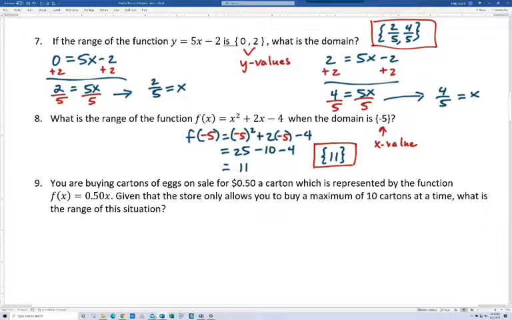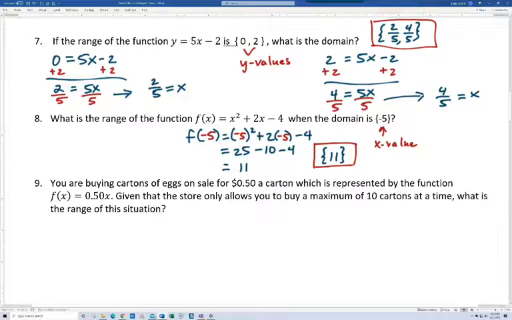All right, let's look at number 9. It says you are buying cartons of eggs on sale for 50 cents a carton, which is represented by the function f of x is equal to 0.50x. Given that the store only allows you to buy a maximum of 10 cartons at a time, what is the range of this situation?